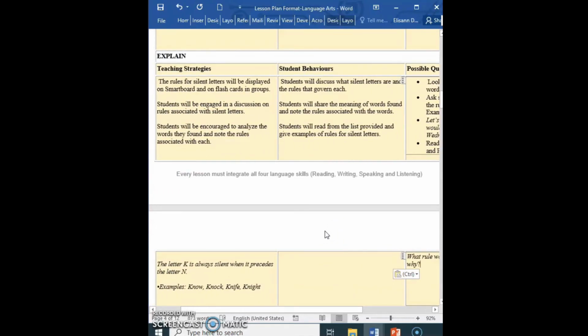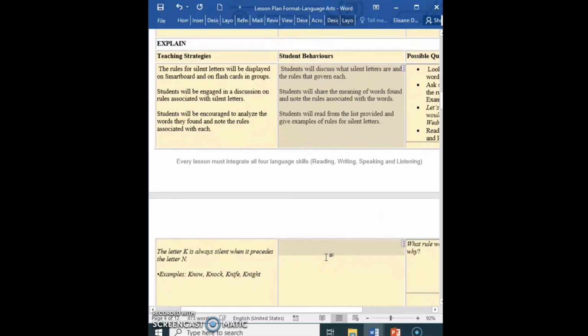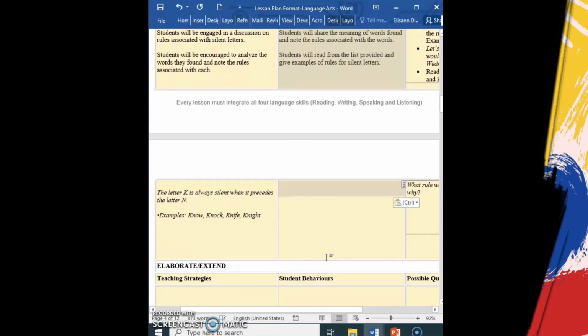So teachers, colleagues, friends, that has concluded the explain phase, and of course we're going to move on into the extend, also called the elaborate phase. So we'll be moving on into that phase next.